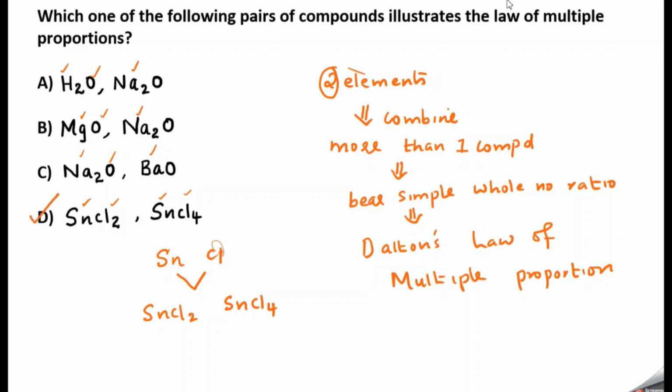The important point for the entrance exam is that whenever they ask you about the law of multiple proportions, ensure that in the options there are only two elements, because the whole law talks about two elements combining to form more than one compound. So as per this itself, we will get the answer. Here the answer is option D.